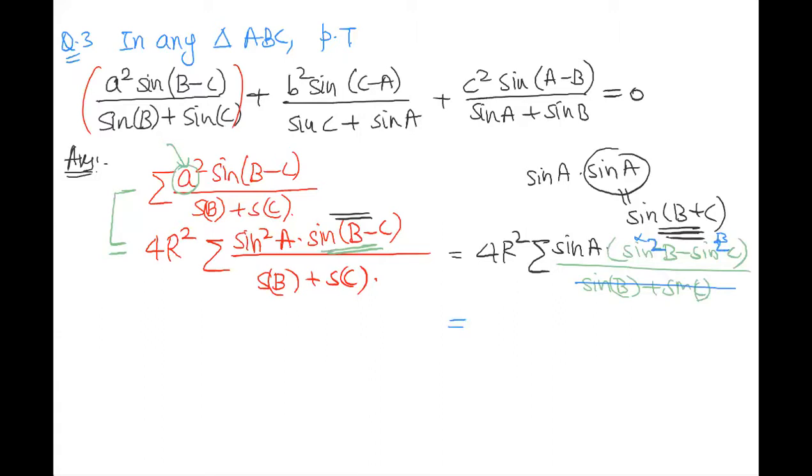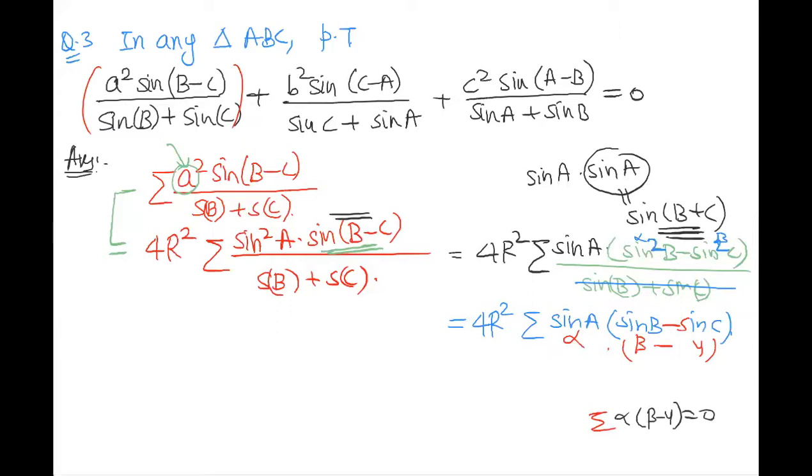From here, what we are left with is 4R square summation sine A multiplied with sine of B minus sine of C. Sorry, the plus gets cancelled. So this is alpha, this is beta, this is gamma: alpha into beta minus gamma. Summation of alpha into beta minus gamma is equal to 0. This is coming out to be 0. Hence proved. In cyclic order, you can say this is equal to 0.